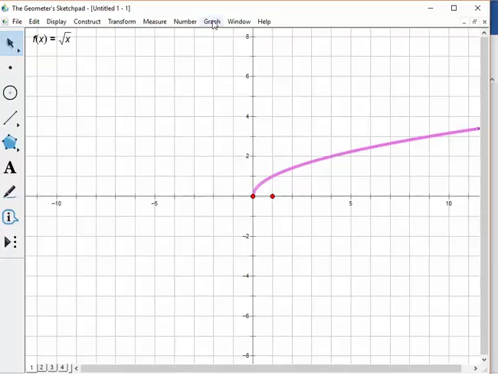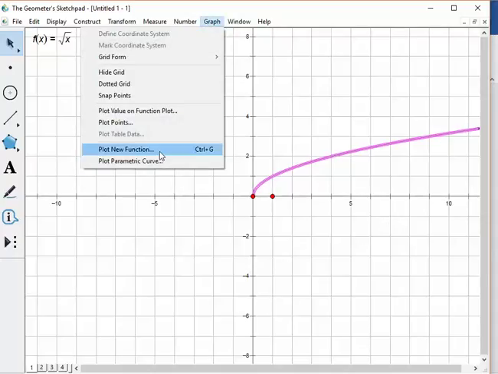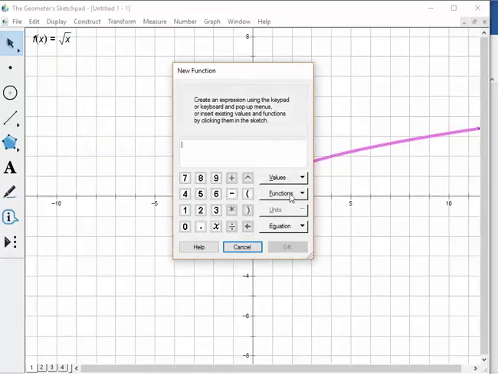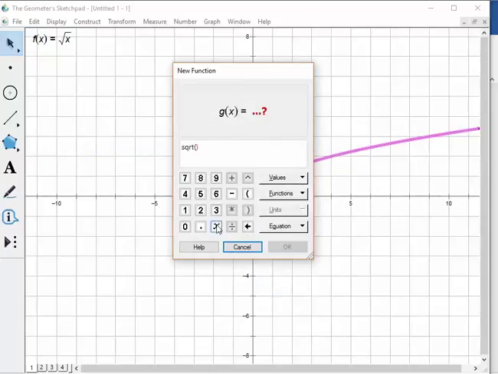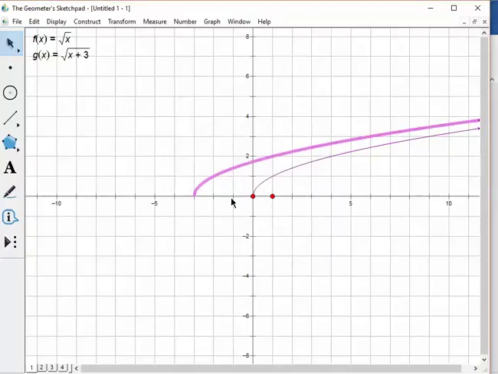Now let's graph the square root of x plus 3. When you do that, you need to make sure that your plus 3 goes inside the parentheses. So the parentheses is after the 3 like that, and it'll check up here to make sure your function looks correct. And there we can see that it shifted. It was translated to the left 3 units, which is what adding 3 to the x does to the graph.